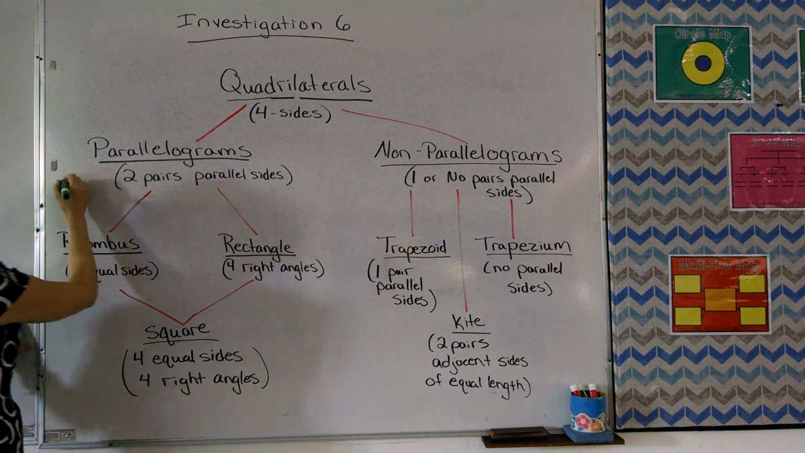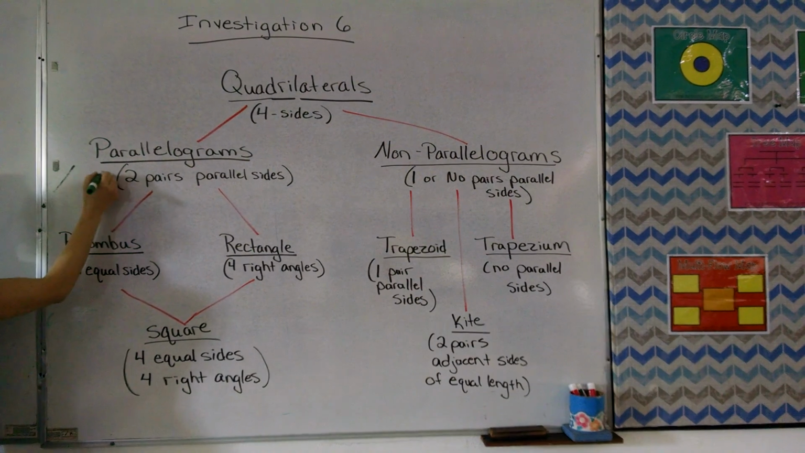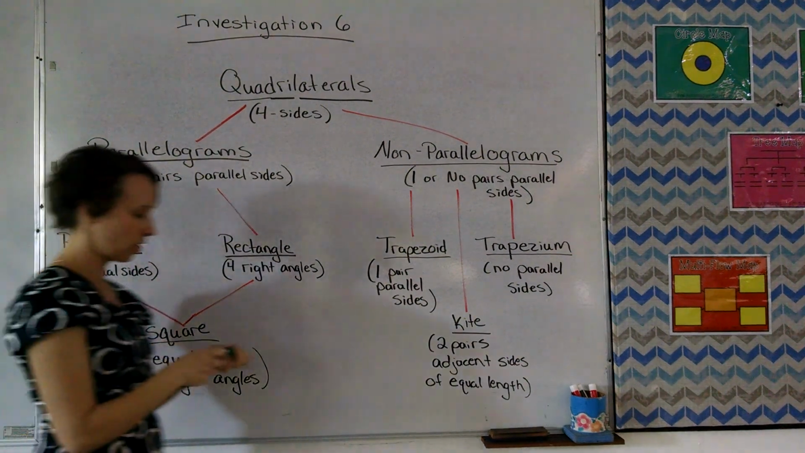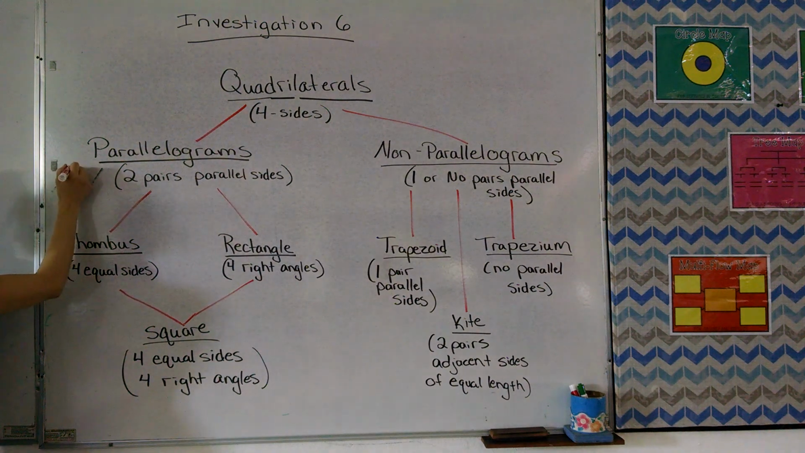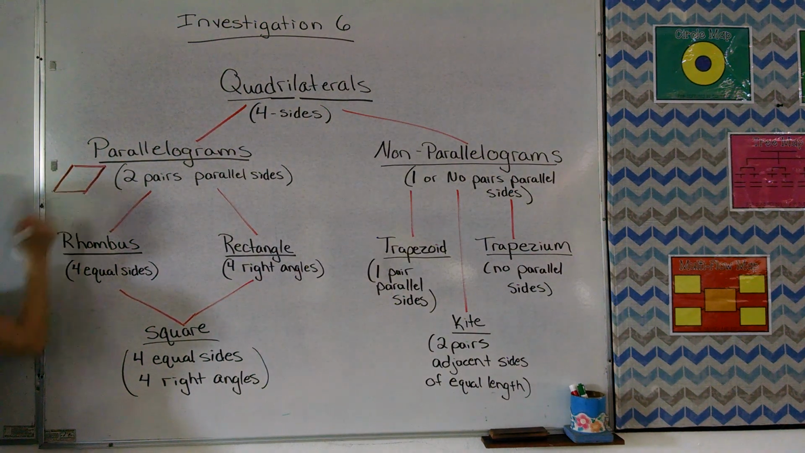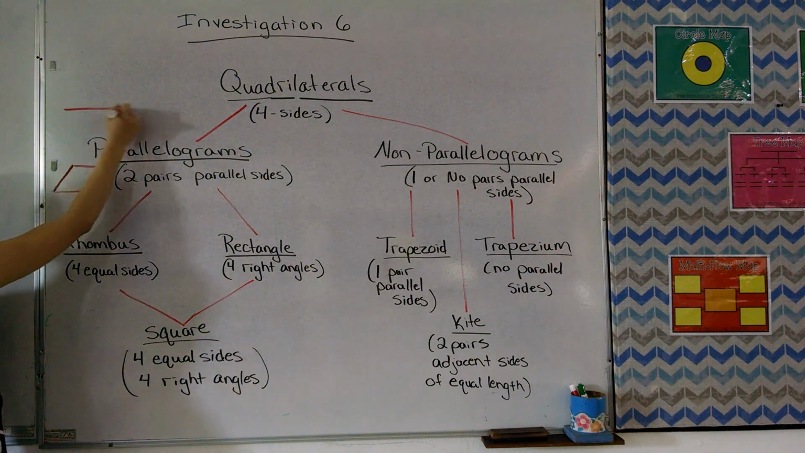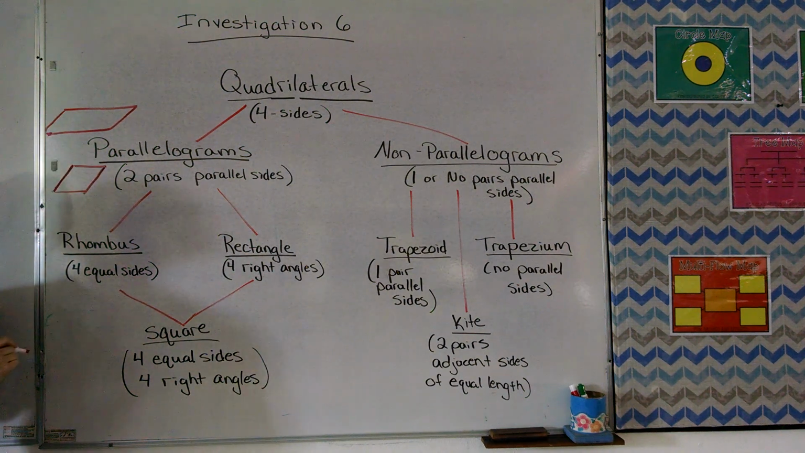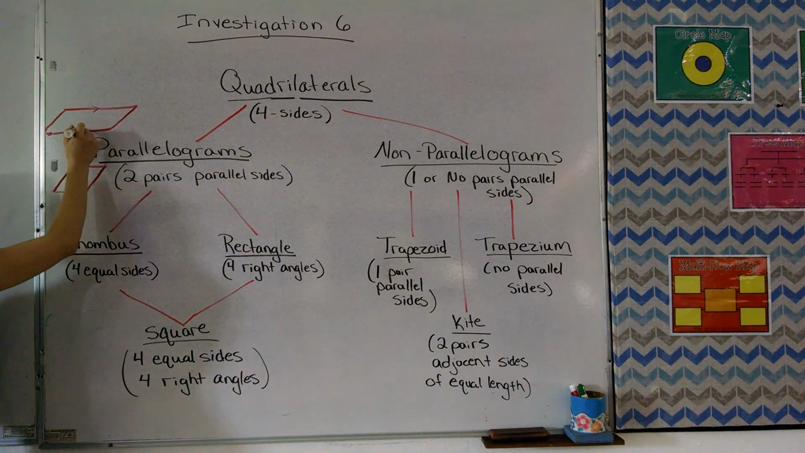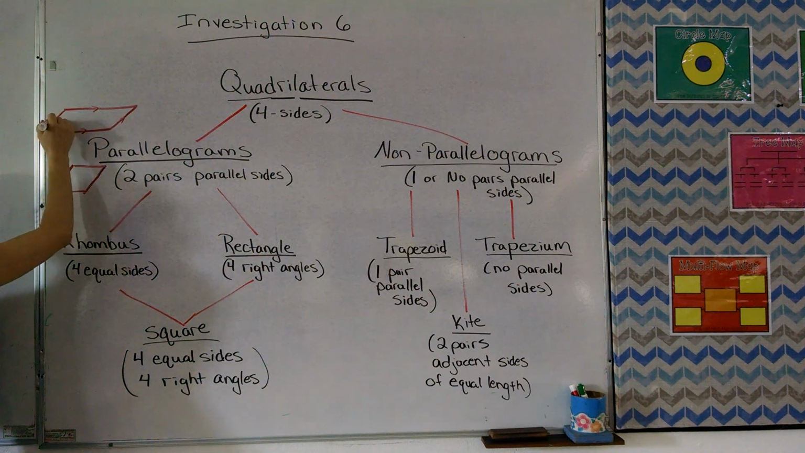Usually they look something like this. 2 pairs of parallel sides. Oops, let's get a better mark there. 2 pairs of parallel sides and 2 other pairs of parallel sides. They can be longer or shorter. That would also be a parallelogram. This side is parallel to that side, and this side is parallel to that side.